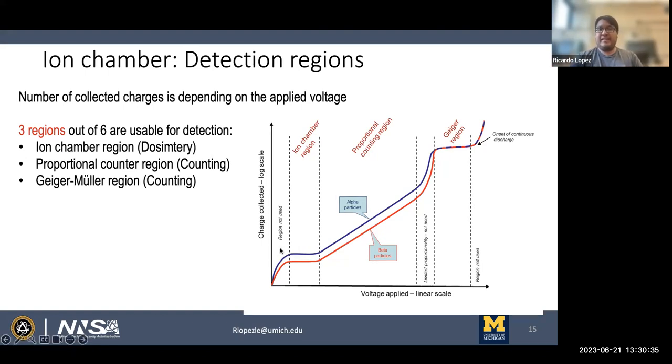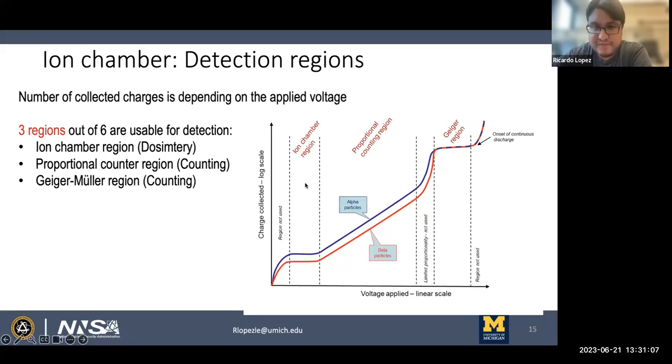In this first region, called the recombination region, there's not enough applied voltage to completely separate the charge. So some of those electron-ion pairs end up recombining, and you don't end up collecting that charge. Thus, you end up with a significantly reduced charge signal, if any at all, depending on how much voltage you applied. So generally, this region isn't used for ion chambers in the field.